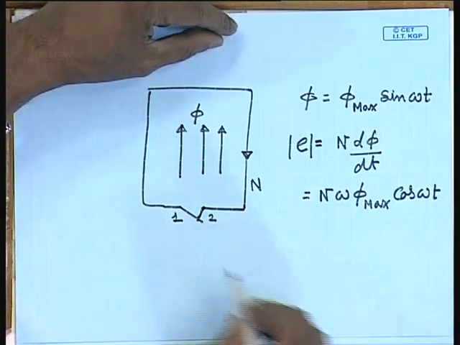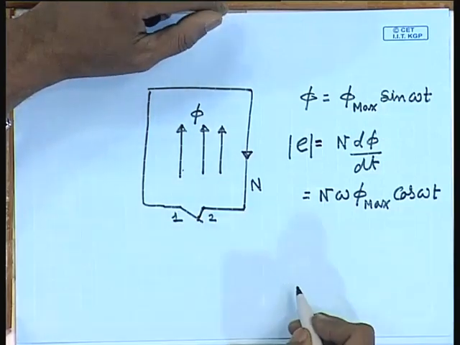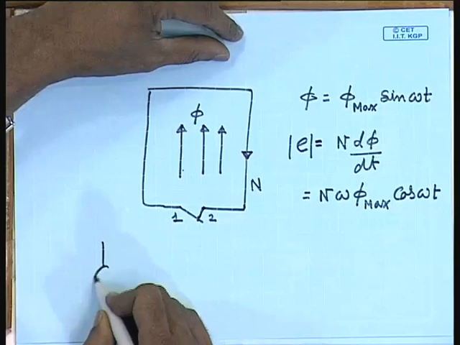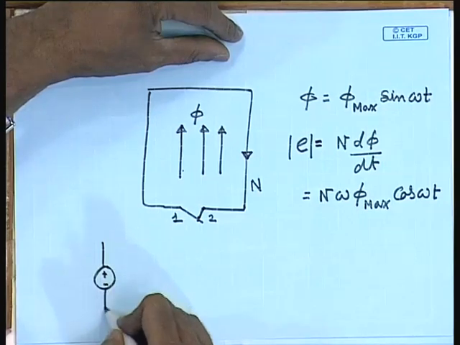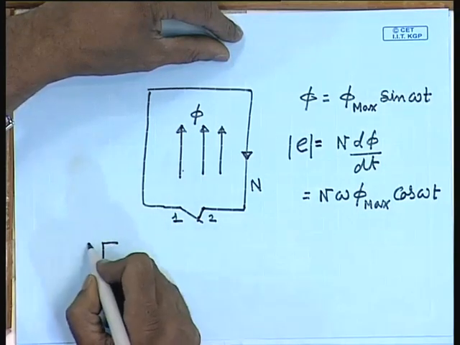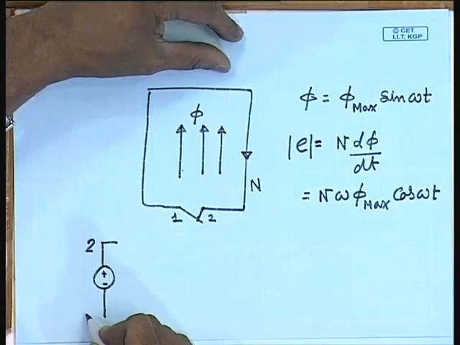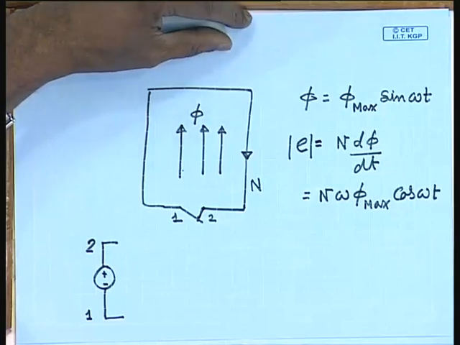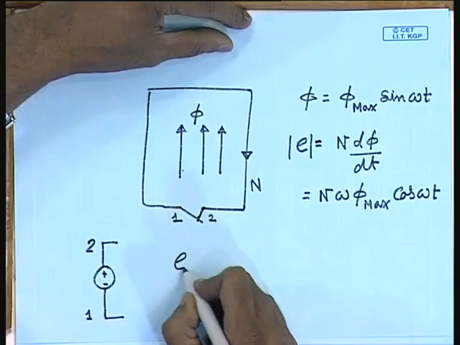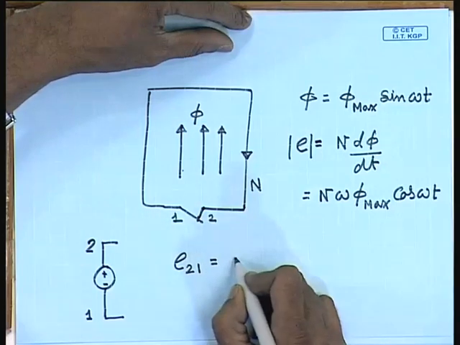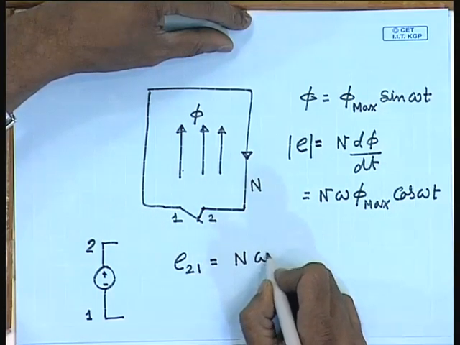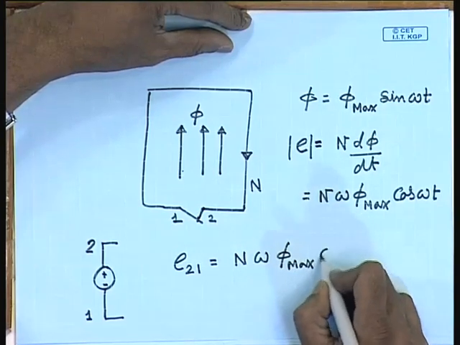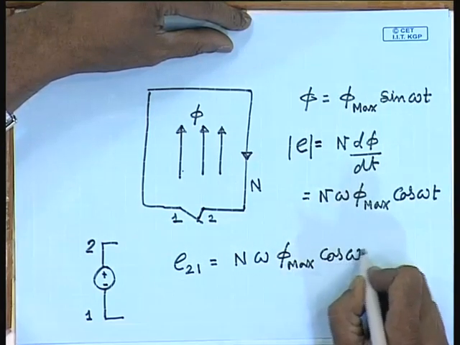Therefore, this coil with this kind of a flux can be replaced by an EMF source E, where the terminal 2 at time 0 will be positive and the terminal 1 at time 0 will be negative, and the potential E21 in that case will be given by n omega phi max cos omega t.